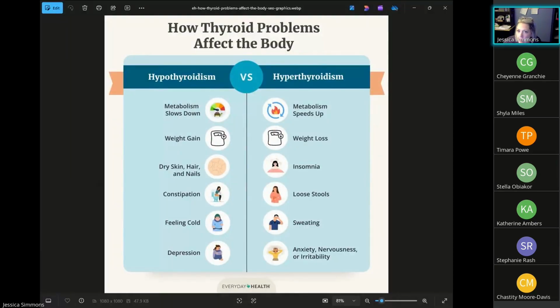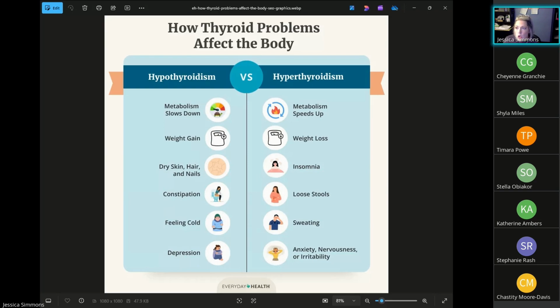So if you are hypothyroid, you're going to have weight gain, dry skin, hair, nails. You're going to be constipated, cold, depressed. Everything is slow. Everything sucks. You have no energy. You're gaining weight. You don't know why. Most of us are women, right? Every time we go to the doctor's office and we've gained a couple pounds, they're like, let's check your thyroid. I couldn't tell you how many times I have had my thyroid checked. It's because we go in and say we're tired, I can't lose weight, my hair is dry, my nails are breaking, I'm constipated, and instead of looking at anything else, they look at our thyroid.